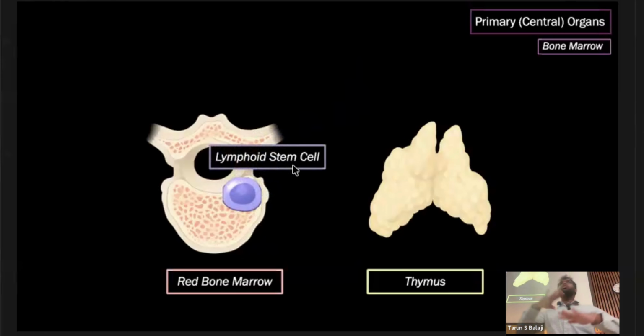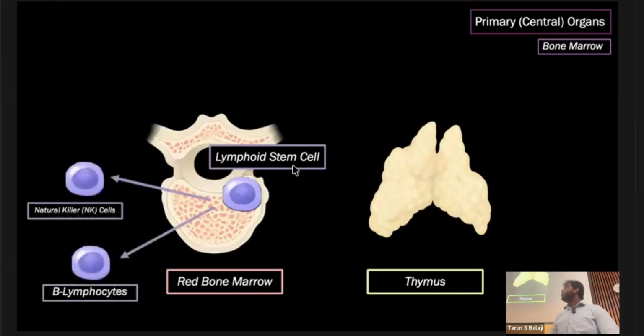This whole commitment process is kind of like an initiation ritual almost. This happens in the red bone marrow, so we're thinking flat bones, kind of clustered around the axial region. Once you've got these lymphoid stem cells within the red bone marrow, they can just mature on site into natural killer cells or B lymphocytes. B as in bone marrow, that's neat.